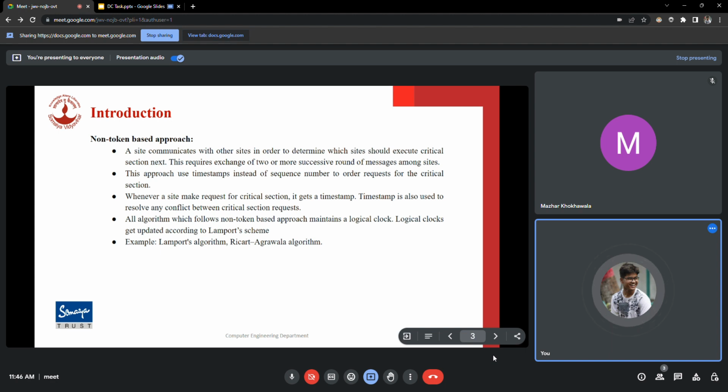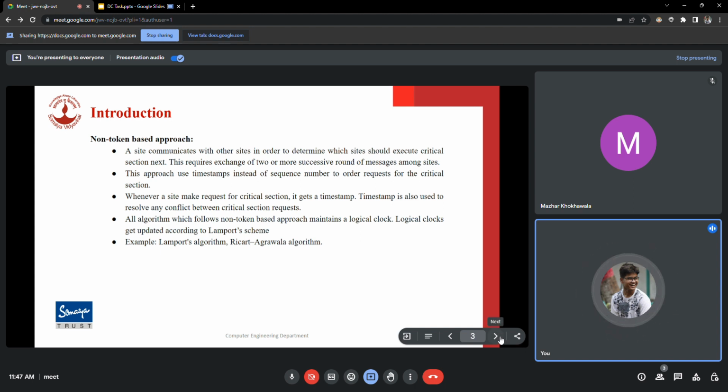All algorithms which follow the non-token based approach maintain a logical clock. Logical clocks get updated according to Lamport's scheme, and the two most prominent examples are Lamport's algorithm and Ricart-Agrawala algorithm. So basically in the non-token based approach, tokens aren't involved, but timestamps are involved, which decides the preference of which node goes to execute the critical section first.